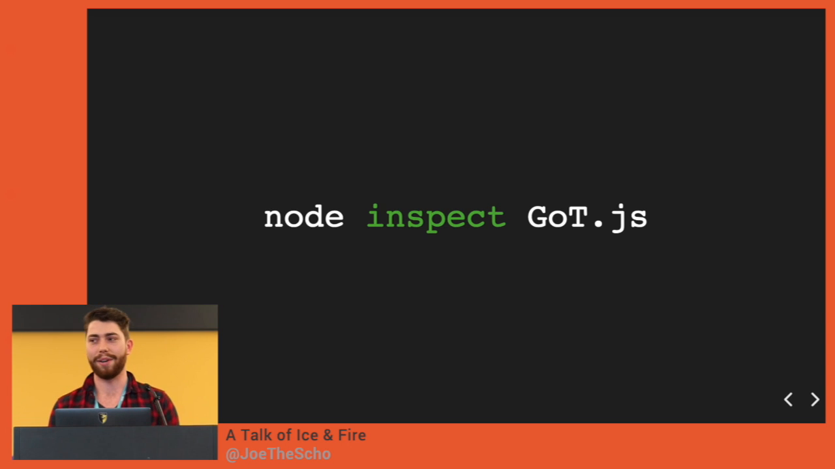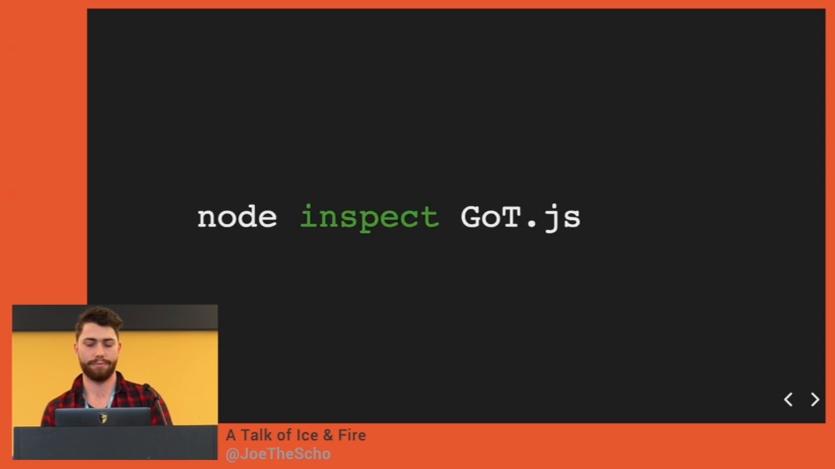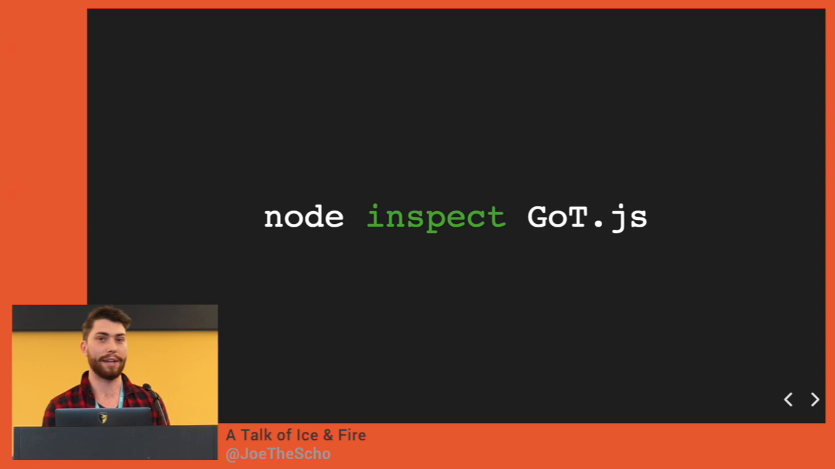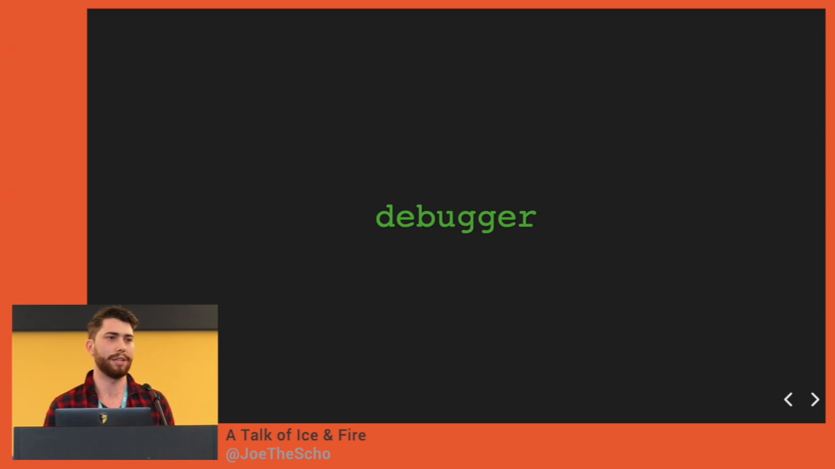So I'm just going to go through how to do that with an overview of the features and then a quick demo on what you can do. So this is how you attach the debugger to your script. Instead of running node Game of Thrones.js, just add the inspect keyword in between. And to pause the script within your script, you write the word debugger. So what can it do?